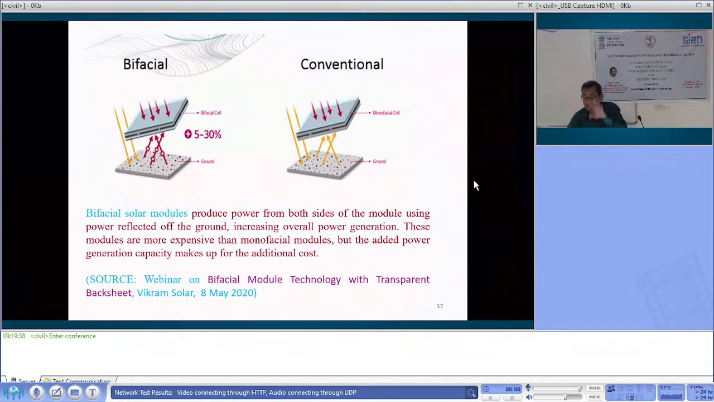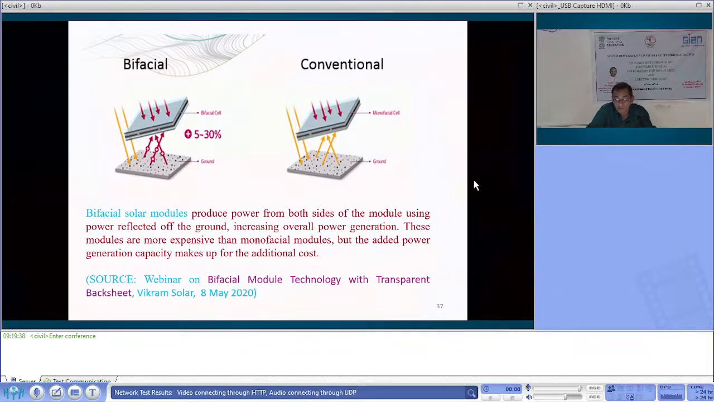Okay, bifacial is a new technology, but not available in 10 watt and 50 watt and 100 watt. इतने कम बैटरी रेटिंग में नहीं हो. Where from the back side you get 30% benefit, 70% from the front side and 30% which is shown on the back. So this I have attended a webinar during lockdown, bifacial module technology with transparent backsheet. Vikram Solar is a branded manufacturer, you can see their website.